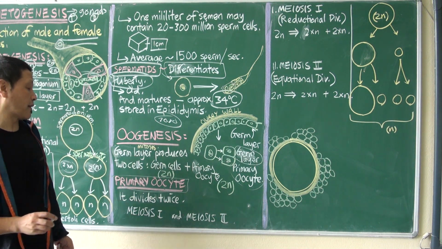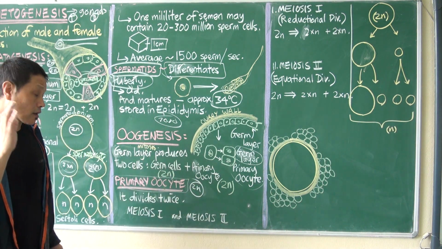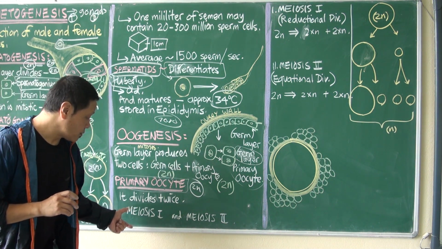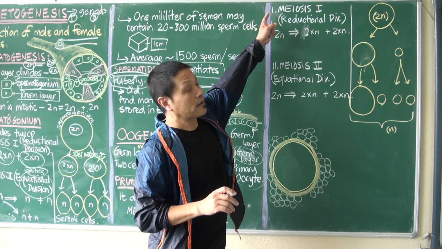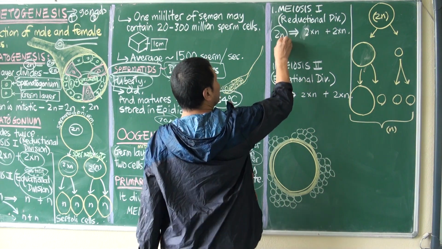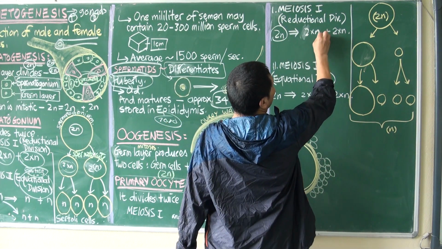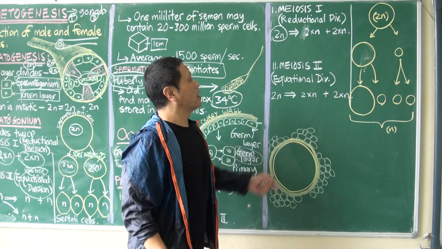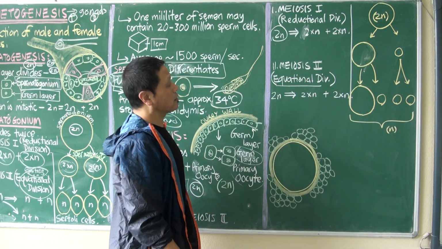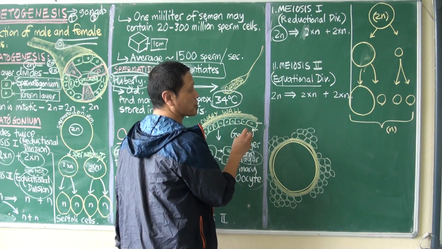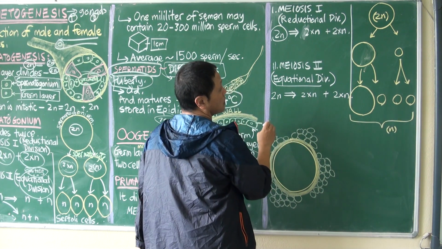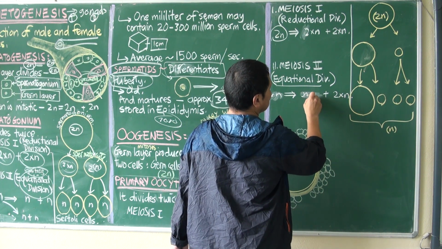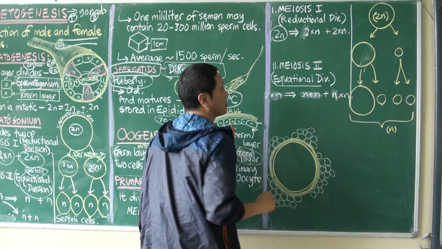Now primary oocyte contains 2n number of chromosomes. That's the complete number of chromosomes. It divides twice, just like spermatogonia, and that's meiosis 1 and meiosis 2. Meiosis 1 is a reductional division, and here a complete number of chromosomes divides to form n number of chromosomes, but it has two sets of it. Okay? And then it divides again, meiosis 2, which is equational division or mitotic division, where 2n goes into n. So this is what happens.